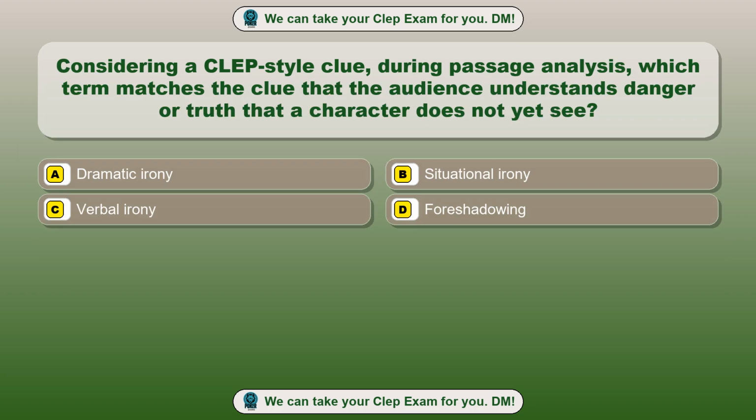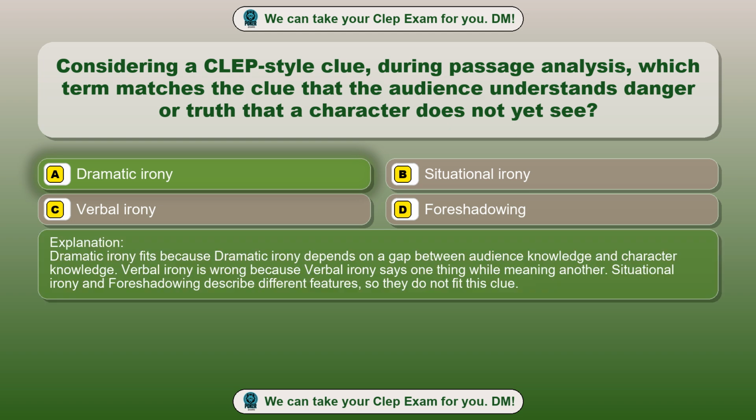Question 31. Considering a CLEP style clue during passage analysis, which term matches the clue that the audience understands danger or truth that a character does not yet see? Option A, dramatic irony. Option B, situational irony. Option C, verbal irony. Option D, foreshadowing. The correct answer is option A, dramatic irony.